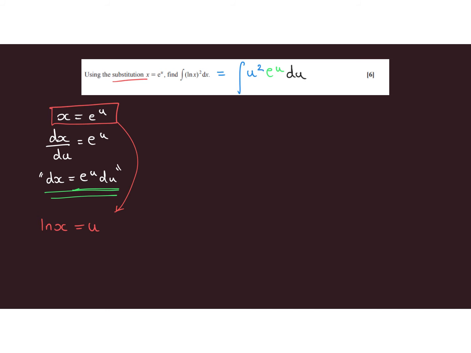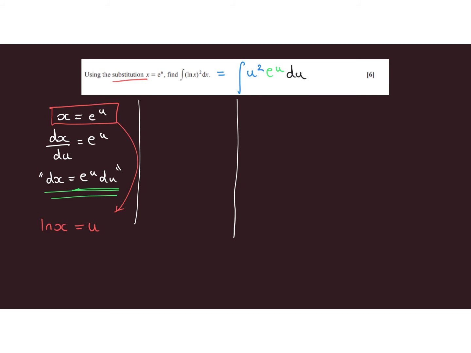And I now have the integral of u squared e to the u, all with respect to u. So the whole integral is in terms of u. Now, this has got to be done as an integration by parts, and I've got to pick one part which has to be differentiated and one part which has to be integrated.